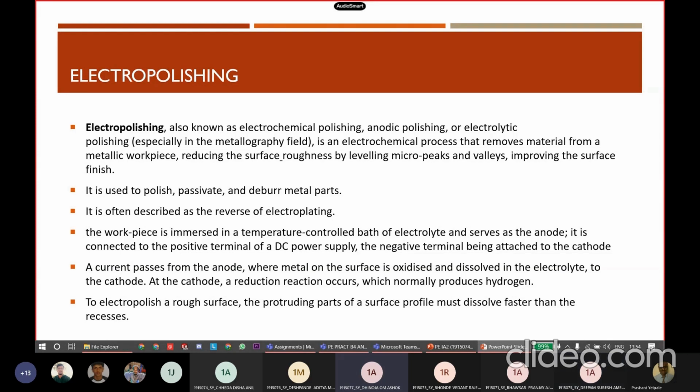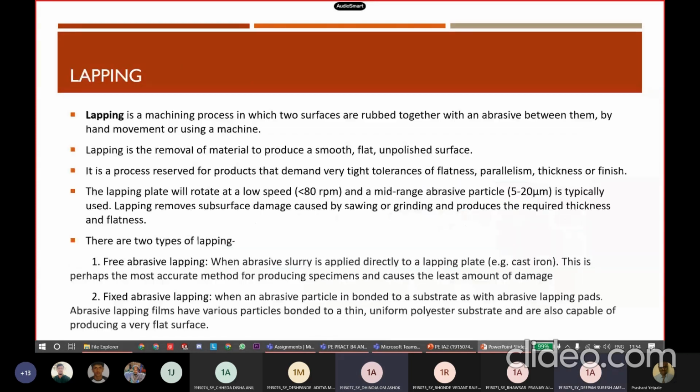The next is lapping. It is a machining process in which two surfaces are rubbed together with an abrasive between them. This abrasive can be silicon carbide, diamond, etc., applied by hand movements or using a machine. Lapping is used for removal of material to produce a smooth, flat, and unpolished surface. It is a process reserved for products that demand very tight tolerance of flatness and parallelism.